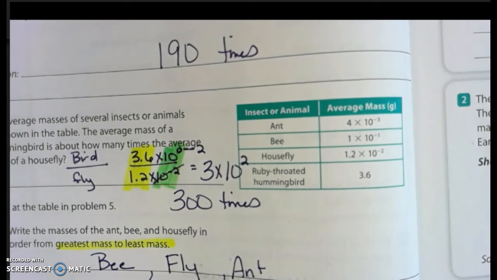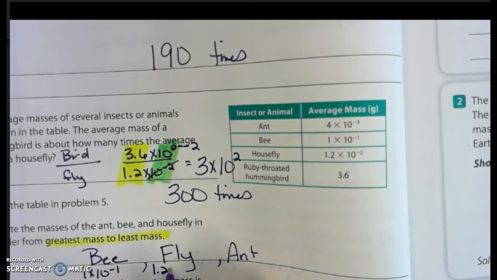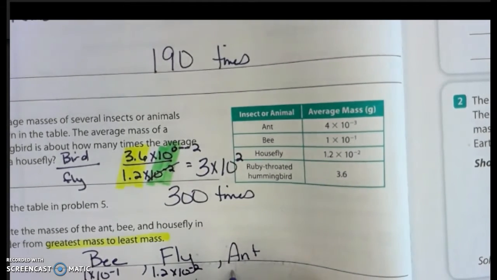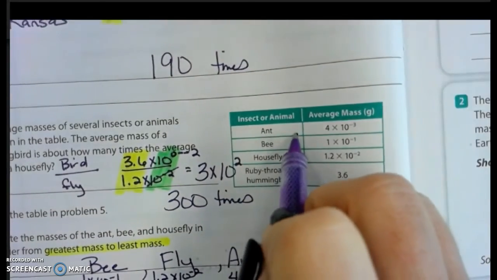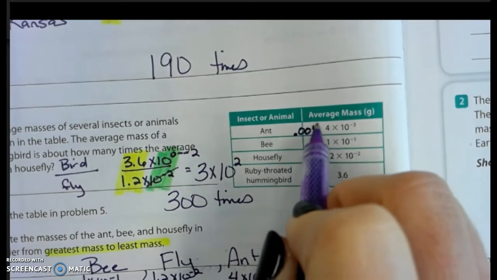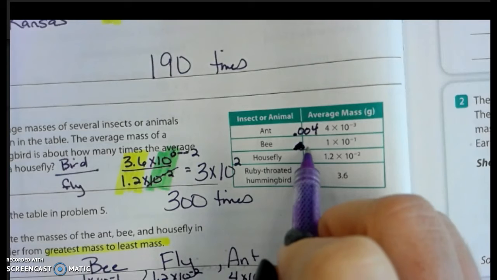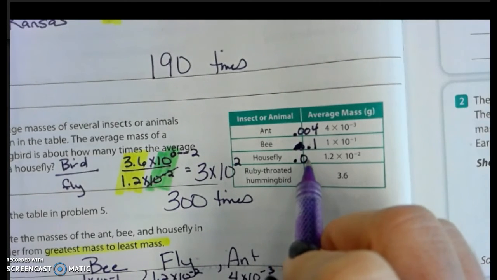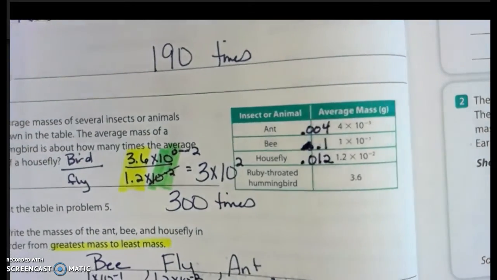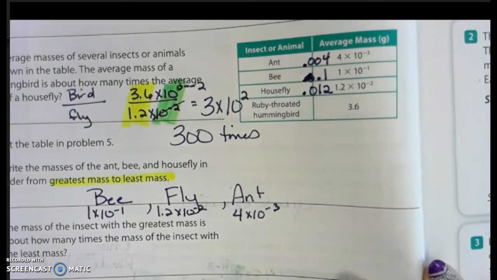Now they did say to write the masses. I guess I should have written the numbers. The bee is 1 times 10 to the negative 1. The fly is 1.2 times 10 to the negative 2. And the ant is 4 times 10 to the negative 3. In standard form, the ant is 0.004. The bee is just 0.1. And the housefly is 0.012. So, scientific form or standard form, it's your preference.